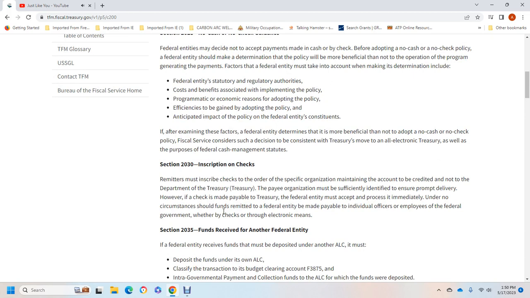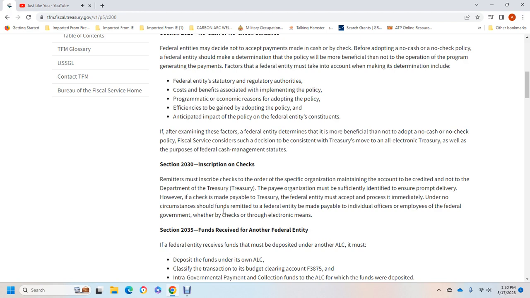Section 2030, Inscription of checks. Checks remitted to the federal entity must be inscribed with an order to the specific organization maintained by the account to be credited, but not to the Department of the Treasury. The payee of the organization must be sufficiently identified to ensure prompt delivery. However, the check may be payable to the Treasury, but the federal entity must process it immediately. Under no circumstances should funds remitted for the federal entity be made payable to individual officers and employees of the federal government, whether the payments are checks or through electronic means.